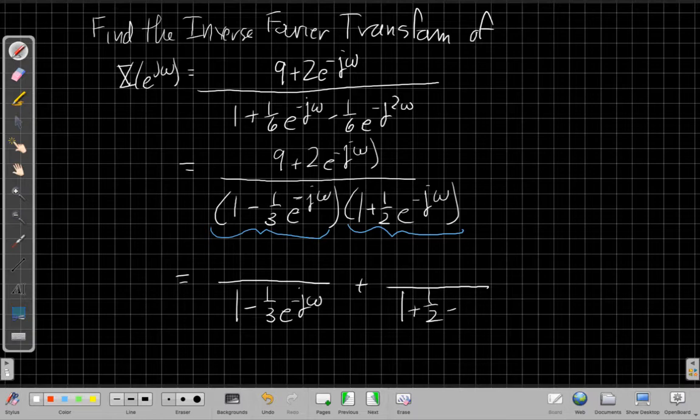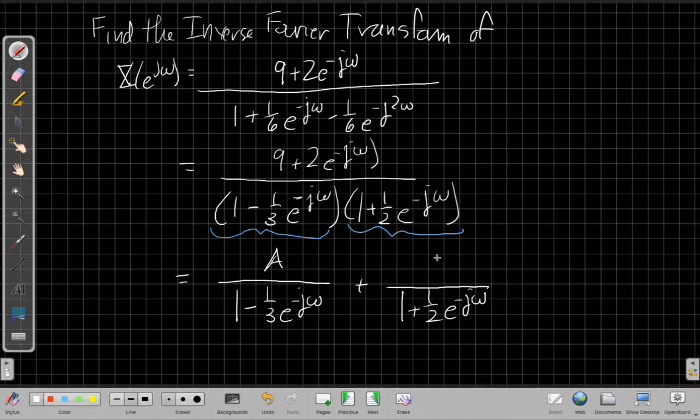And why I like the sum better is, well, the Fourier transform is linear. I can take the inverse transform of one at a time and get two different time signals. These are just what we call first order terms. There's just a single e to the minus j omega.